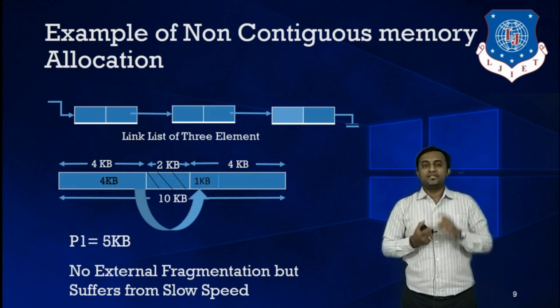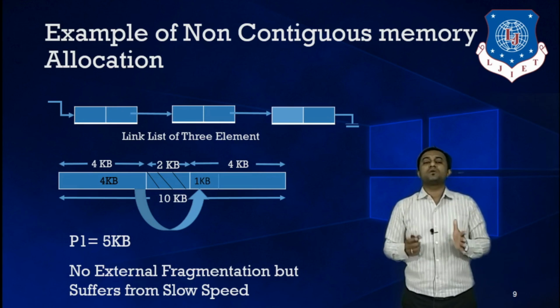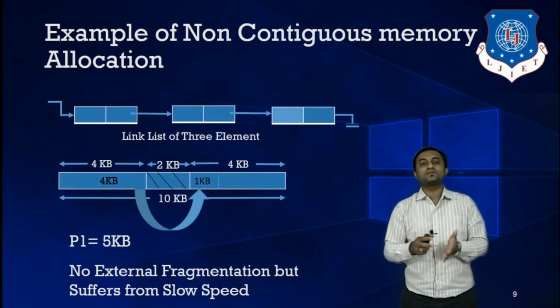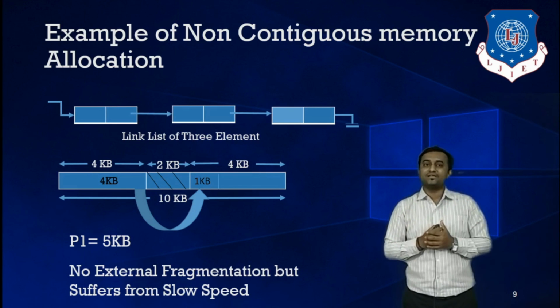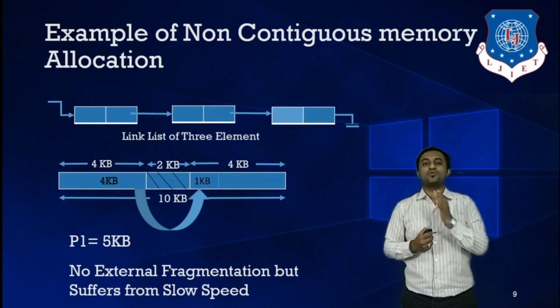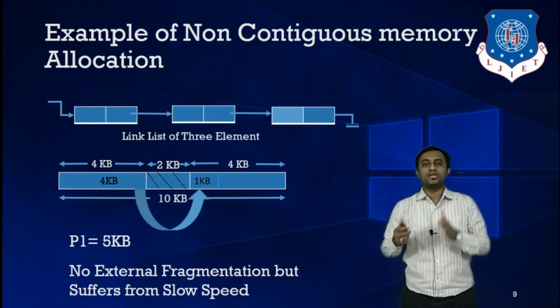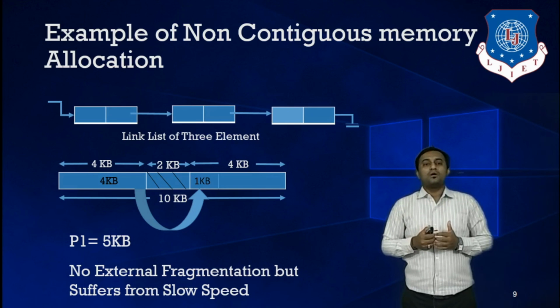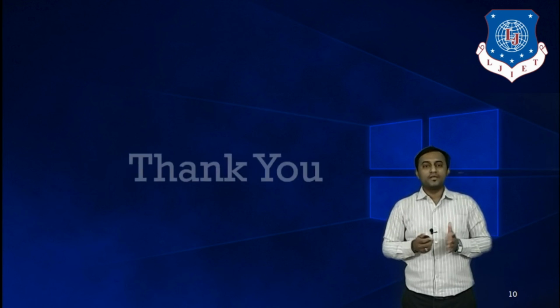In this particular session, we have discussed the two important responsibilities of the operating system with respect to memory management: address translation, and second, memory allocation policy. Memory allocation policy is further divided into two categories. One is contiguous memory allocation policy, and the second is non-contiguous memory allocation policy. So I hope it was clear to you.